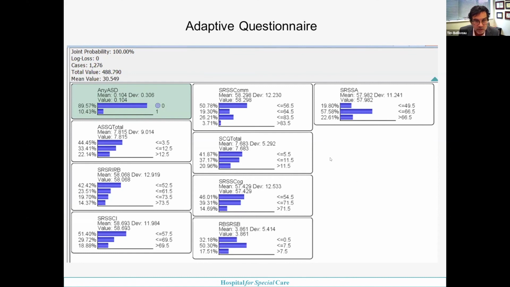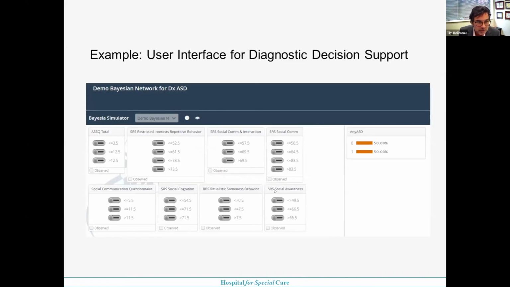And ultimately, the user interface would look like this. This is just a mock-up, but not functional at this point. And essentially, the same type of thing occurs as the user puts an individual examinee's test scores into their appropriate value here. The probability of autism in the monitor on the right will increase or decrease.